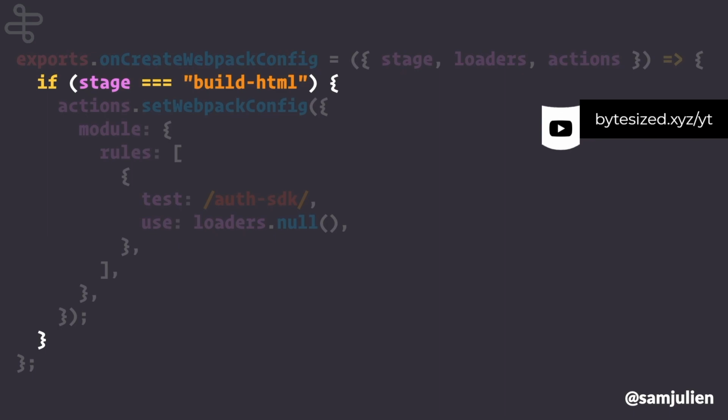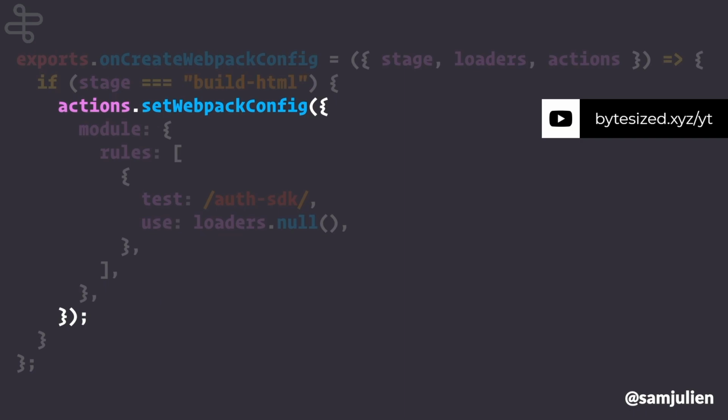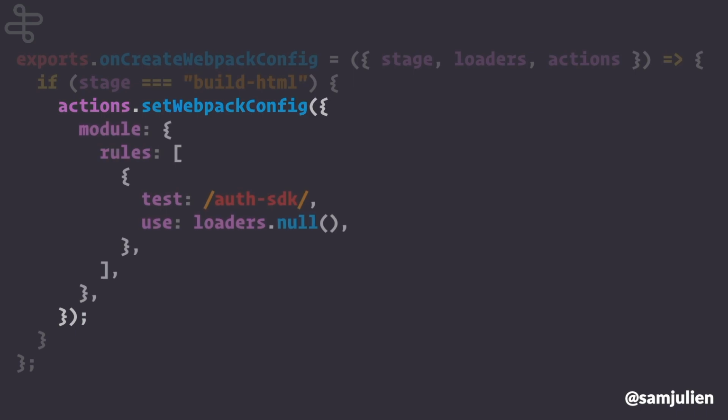So inside of that function, we can check to see if we're in the build HTML stage. And if we are, then we can pass in an object that will change our Webpack config. So we'll create this object of the module, and we're just going to pass in a rule that's going to tell Webpack, if it finds the name of your auth SDK, to just go ahead and ignore it. Use a null loader for it. And this is going to fix this build problem for us.